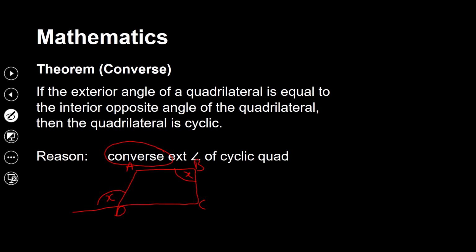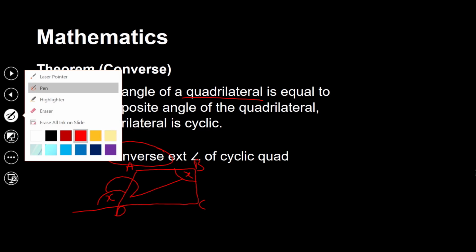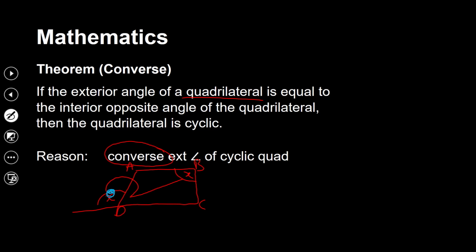This is when you do not know, and they did not tell you, that this is a cyclic quad. They just said it's a quadrilateral, but I know that one of the sides of the quadrilateral is extended, or produced in mathematical terms, and the angle that is formed there, which is the exterior angle, is equal to the interior opposite angle. Let me even show you. The exterior angle, which is this, is equal to the interior opposite angle there.